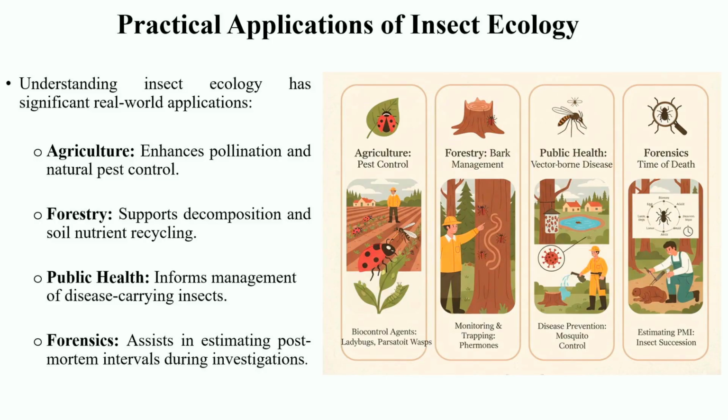You may ask why we study insect ecology. Does it have any practical applications? Yes. Understanding insect ecology has significant real-world applications. For example, in agriculture, it enhances pollination and natural pest control. In forestry, it supports decomposition and soil nutrient recycling. In public health, it informs management of disease-carrying insects, such as different types of vectors. In forensics, it assists in estimating post-mortem intervals during criminal investigations.